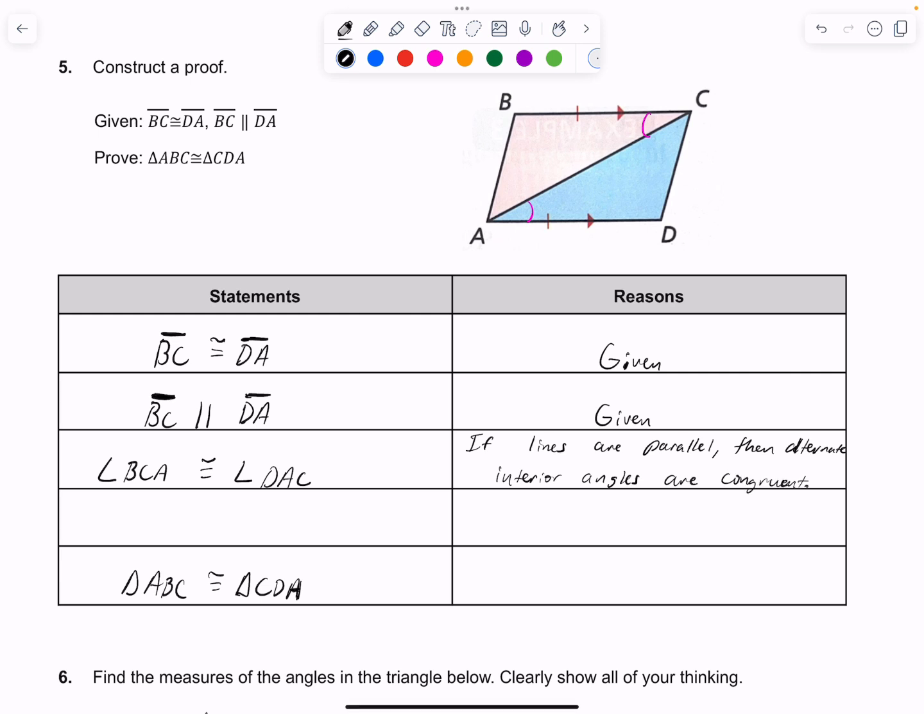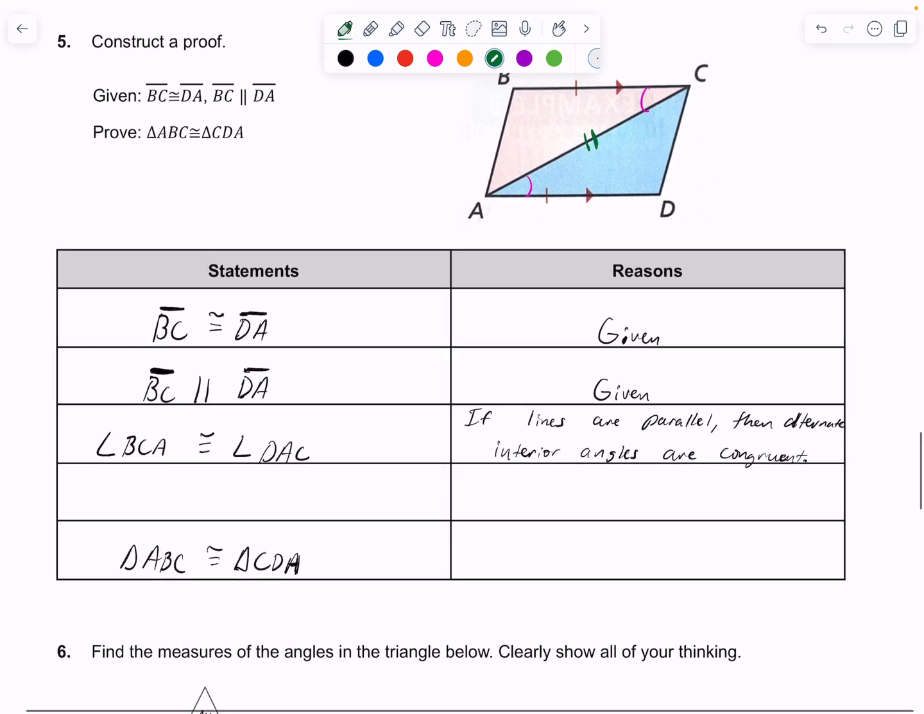All right, hopefully you remember that from our previous unit. So now we've proven that those are the same. Now what we're going to do is use the fact that they share this segment CA or AC and use that reflective property we talked about before. So this is segment AC is congruent to segment AC, or you could write AC is congruent to CA. It doesn't matter, those are the same thing.